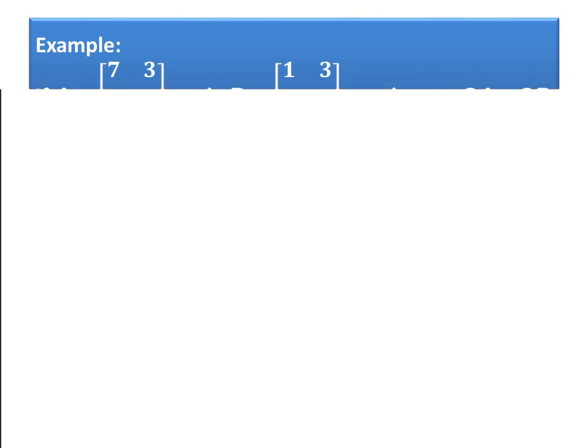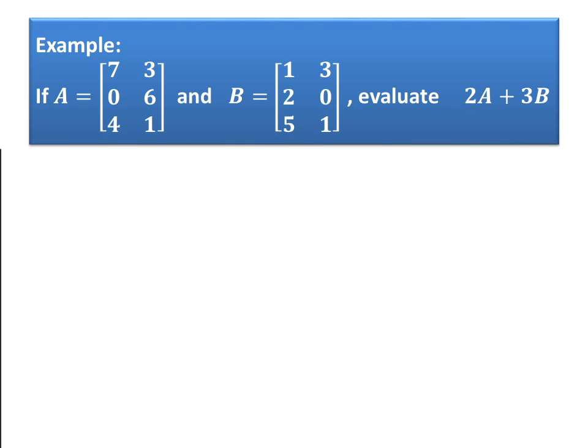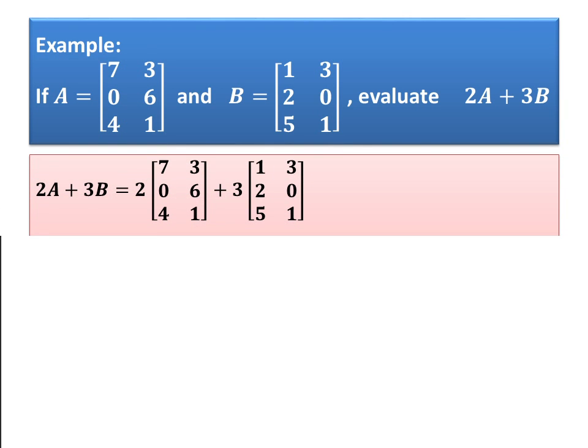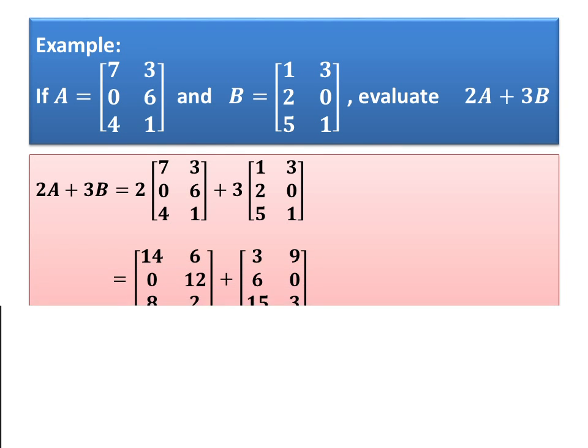One more example. If A is the 3 by 2 matrix in front of us, 7, 3, 0, 6, 4, 1, and B is the 3 by 2 matrix, 1, 3, 2, 0, 5, 1, evaluate 2A plus 3B. Now we start solving. This means we have 2A plus 3B. 2A means I multiply the matrix A by 2, and 3B means I multiply the matrix B by 3. And then I perform the addition.